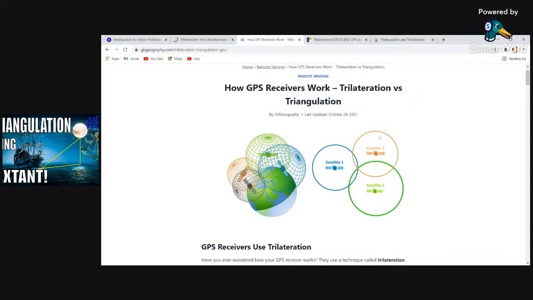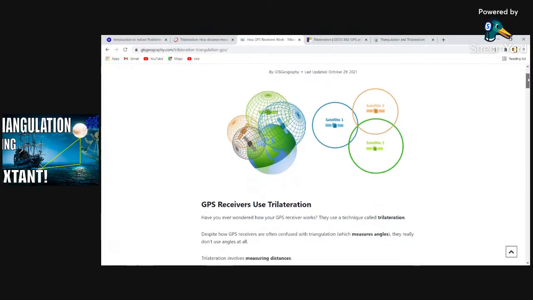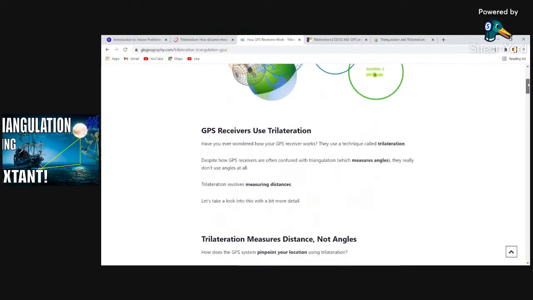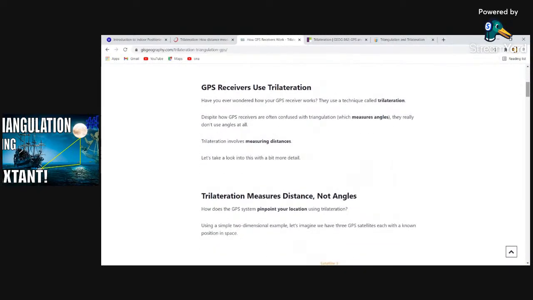We've got areas of equal altitude. When using satellites, it's the other way around. When using GPS, it's the other way around. It's all coming from the satellite out to the point. It's not the point to the satellite. That's why trilateration has it all backwards. We don't use trilateration with the sextant. We use triangulation. So GPS receivers use trilateration.